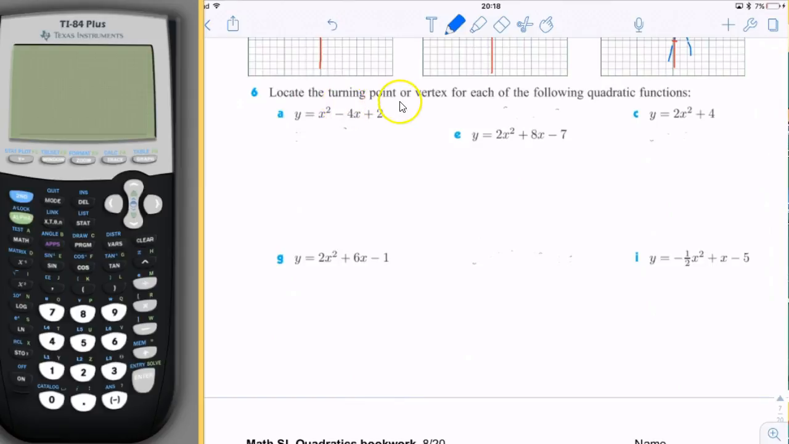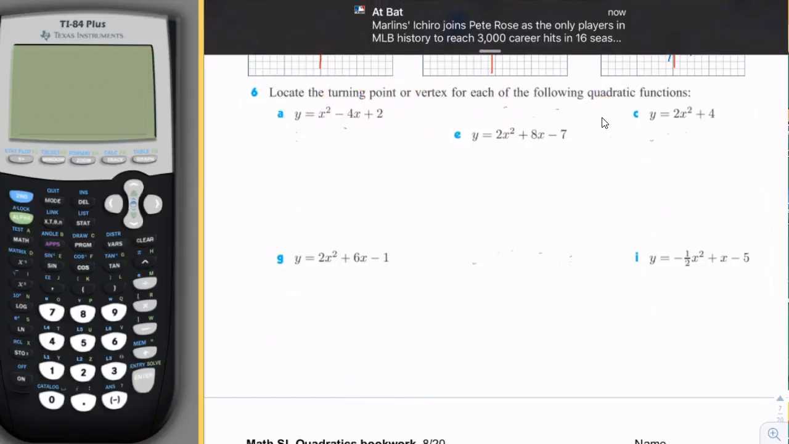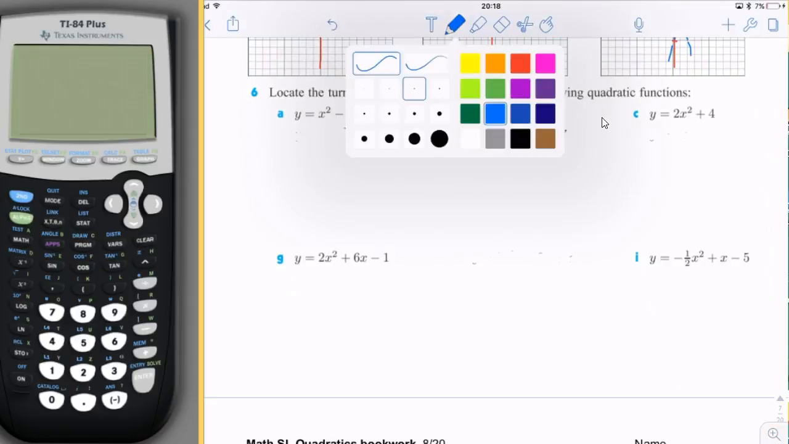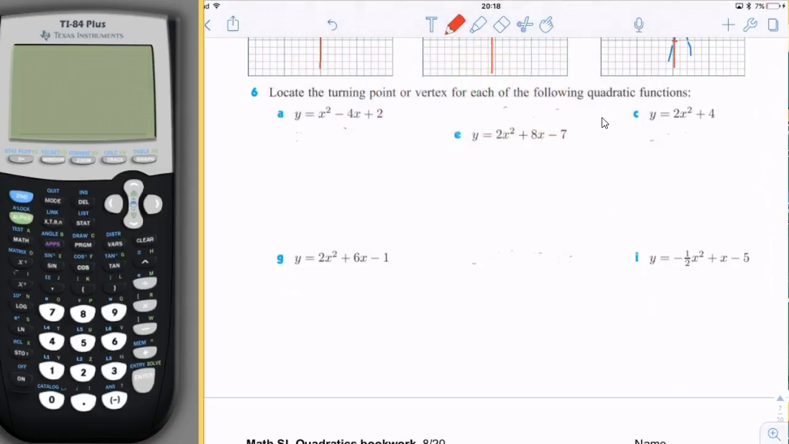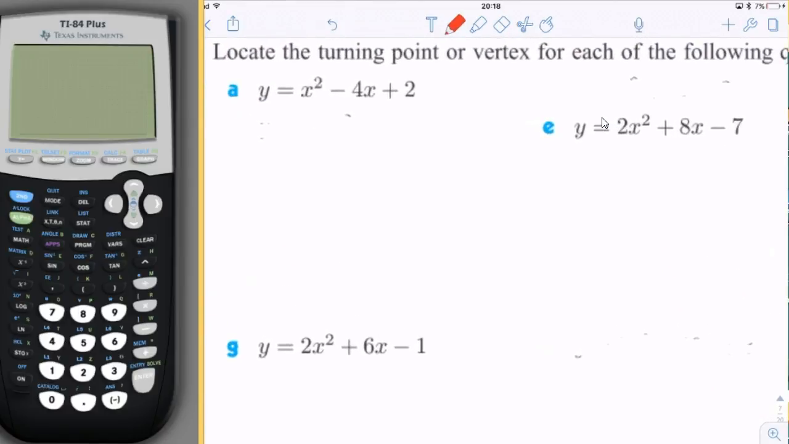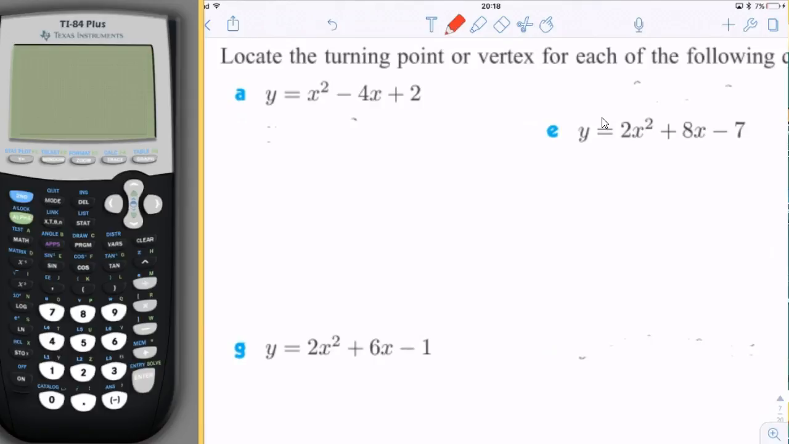Here it says locate the turning point or vertex for each of the quadratic functions, and you know, turning point just means like when a function is going up and then starts going down, or when it's going down and it starts going up. For a parabola, the turning point is the same thing as the vertex, okay? So first I'm going to show you the easiest way to do it without using the calculator. That would be, you would look for the A, B, and C coefficients, okay?